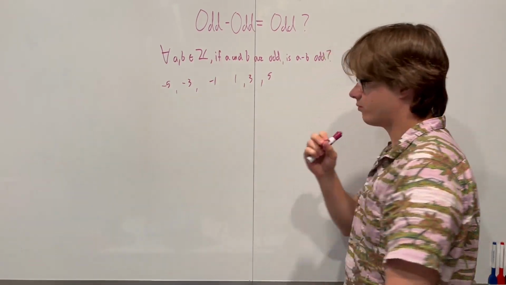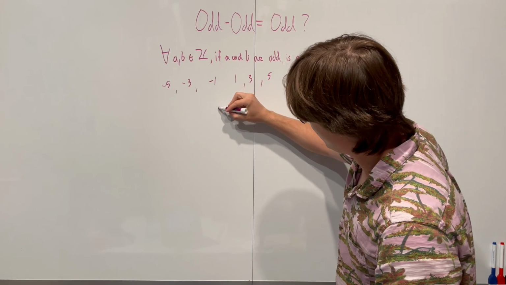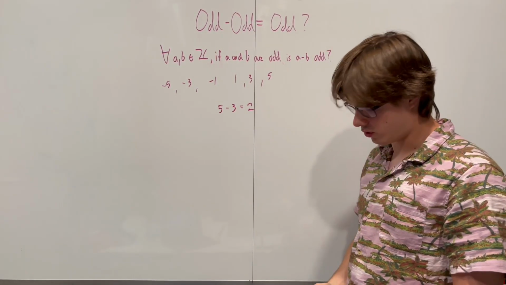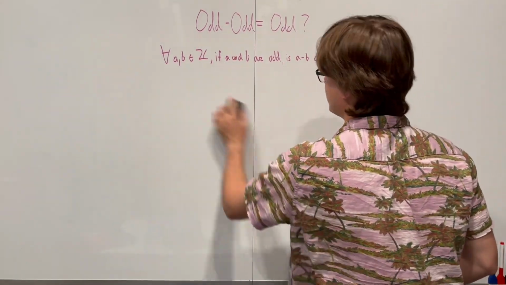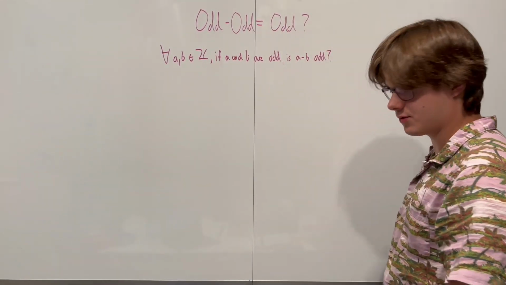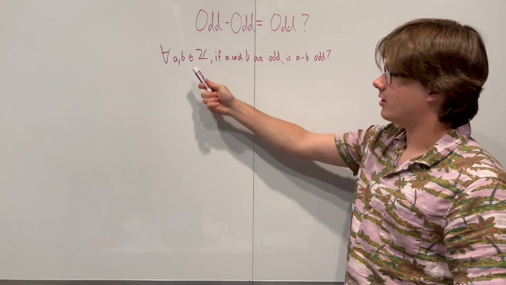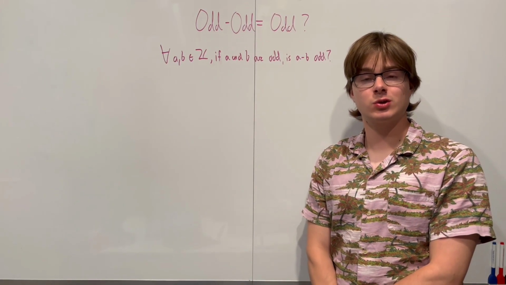Well, before we start writing that, let's just check one more time. Let's do 5 minus 3. Well, that's going to be 2, and 2, of course, is even. Okay, so we have more than enough evidence to show that this statement is false. So how do we prove this is false? Well, we start by first writing out the negation of our statement and then proving the negation of the statement is true. So let's quickly do that.